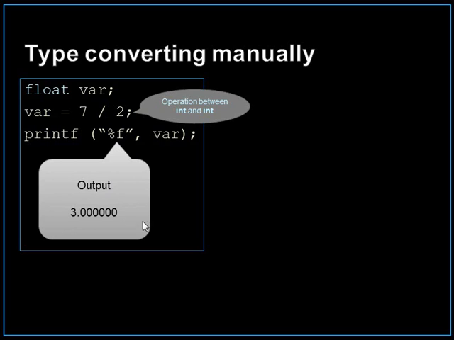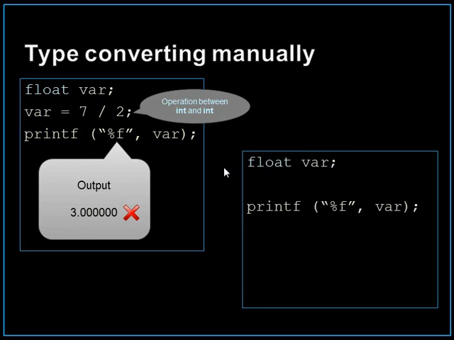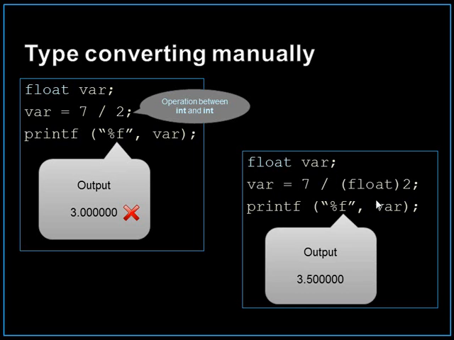Output is 3.00. Where is the 5? So in such cases, this is wrong, right? In such cases, what we'll do is type convert manually. So float var and var is 7 by, now we will convert 2, which is an integer, to float by preceding it with a float. This is the way to type convert. We are converting one of the operands to a floating point number. So this time we'll get a perfectly correct value, absolutely correct value, 3.5, which is correct.